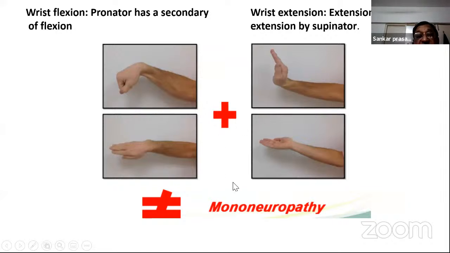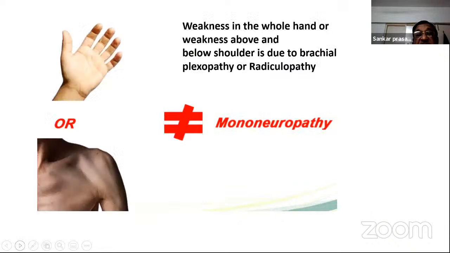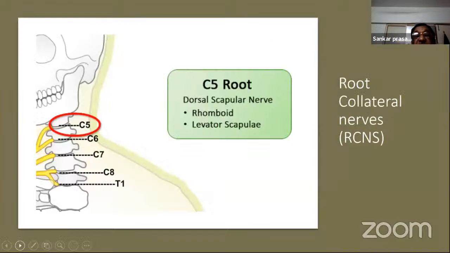So mononeuropathy is unlikely if you have this type of presentation where you have weakness in supination and extension-flexion combinations. Weakness above and below the shoulder is due to brachial plexopathy or radiculopathy. See, weakness in the whole hand, or weakness above or below the shoulder, above the clavicle and below the clavicle, is never a mononeuropathy. It's always a plexopathy. Okay. Combined weakness.